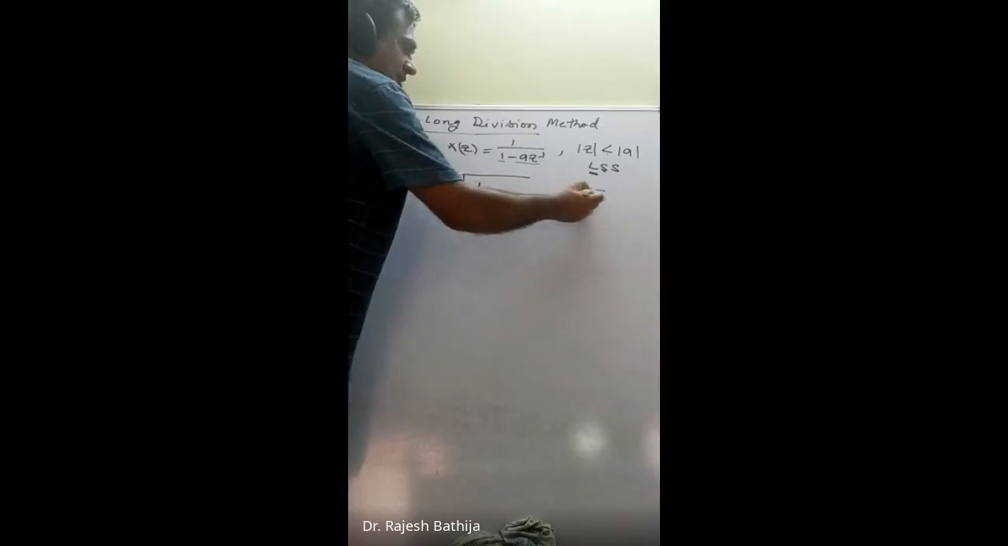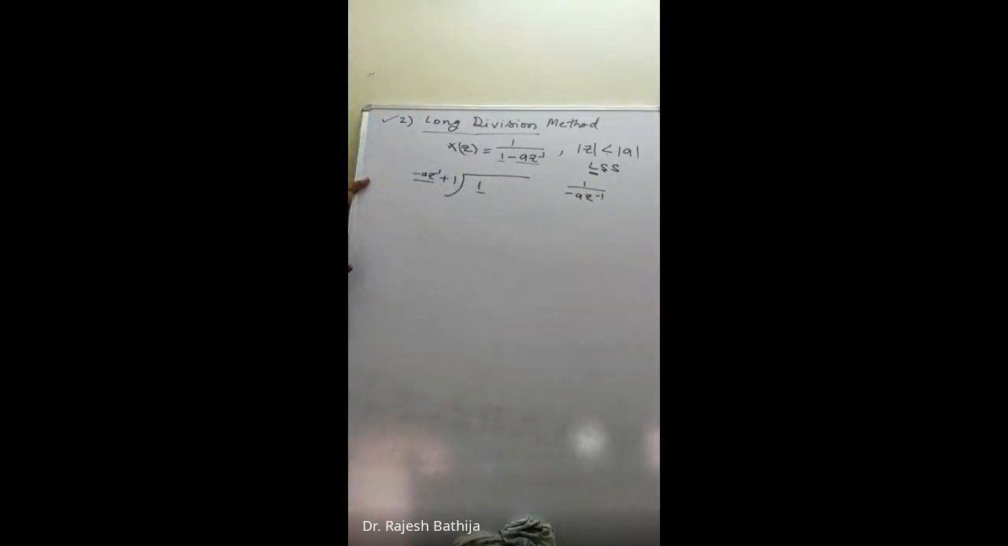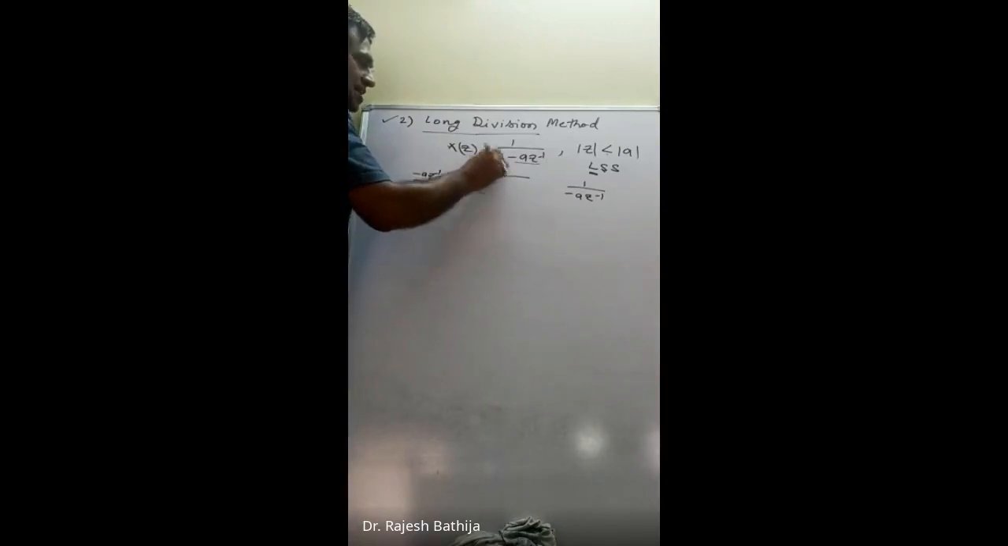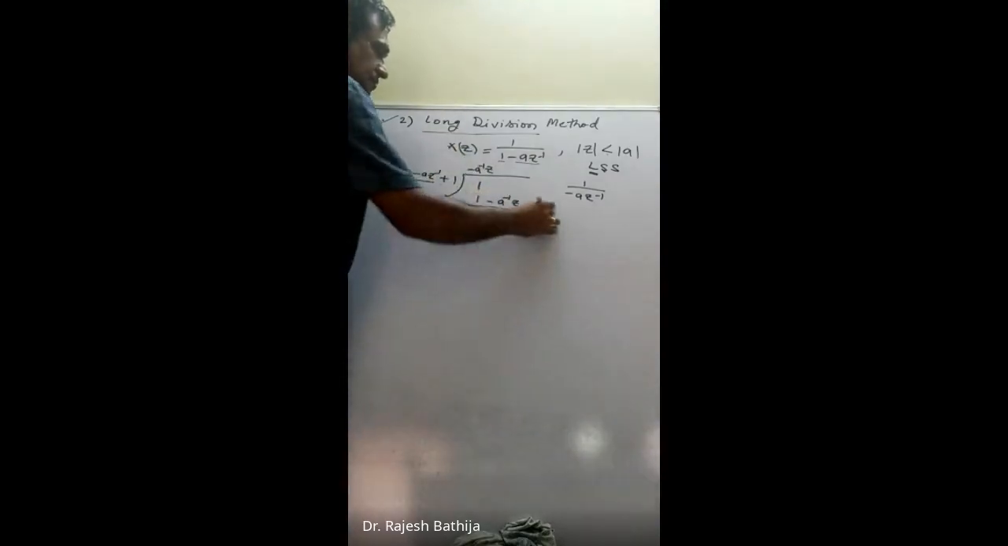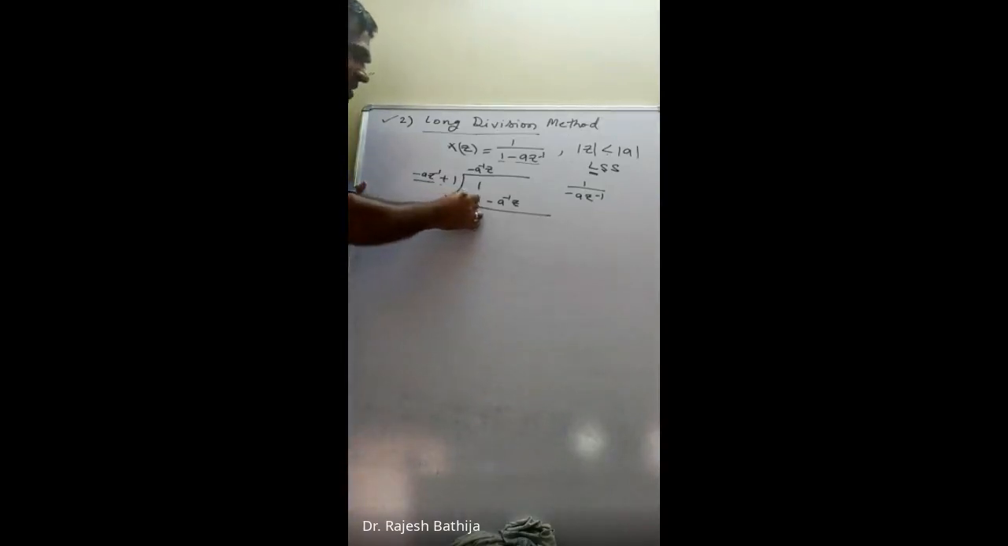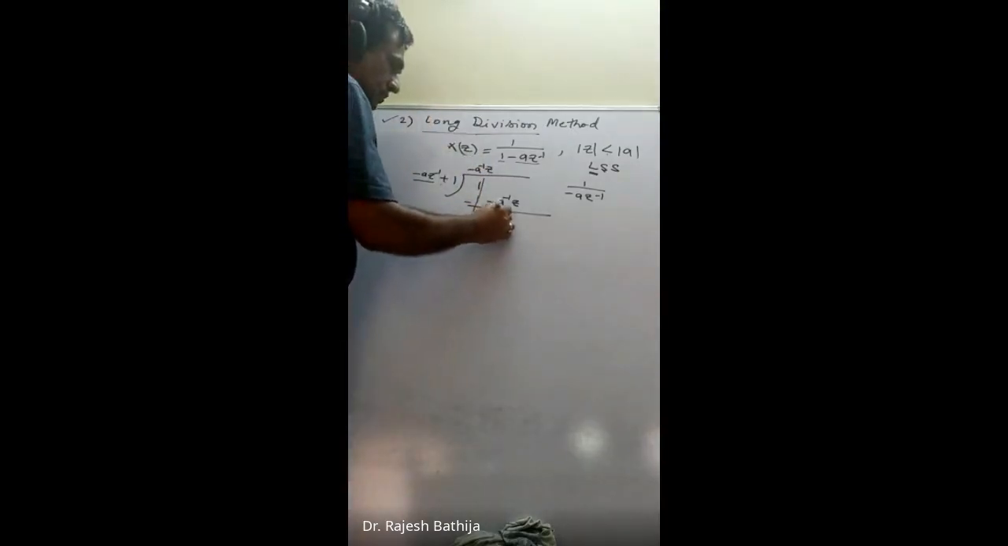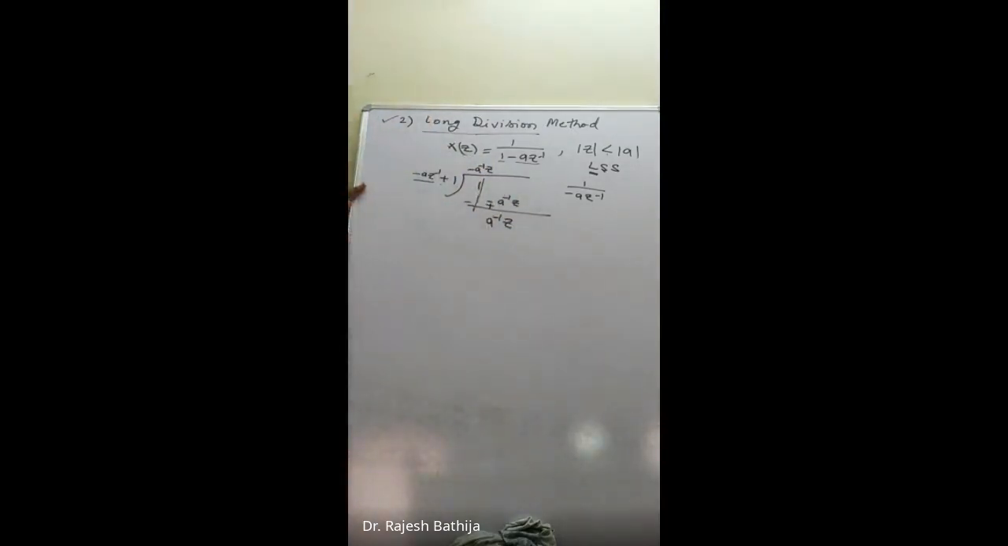1 divided by minus a z inverse. If I divide this value, what will I get? Minus a inverse z, and the positive power of z is appearing, right? So how would I write here? This multiplied by this value. So what will I get? I will get 1 minus a inverse z. And then I subtract. In subtraction, we change the sign first of all. This will be cancelled out. Here we get a inverse z.